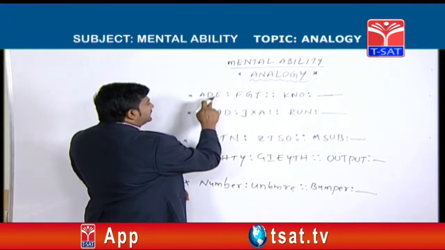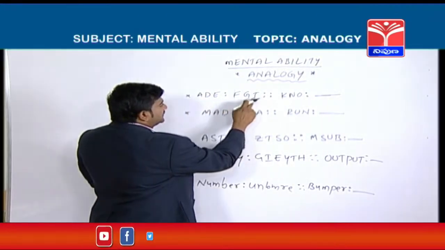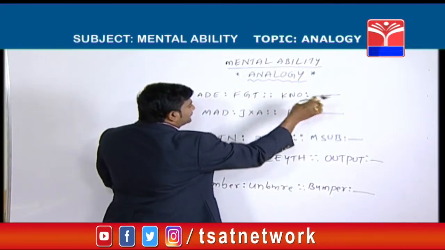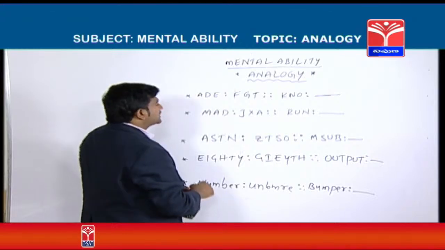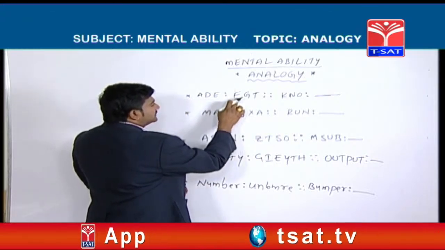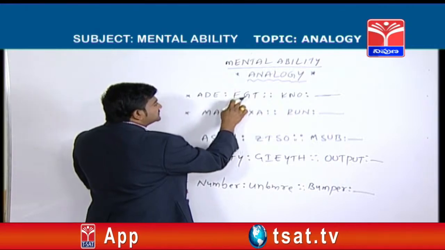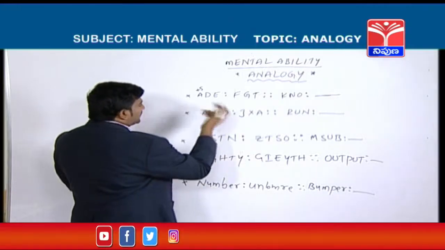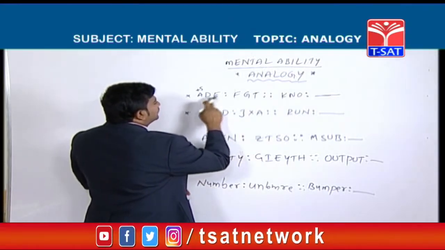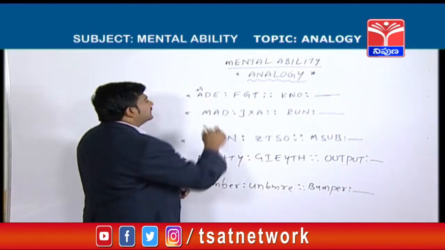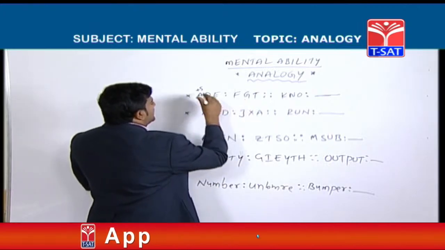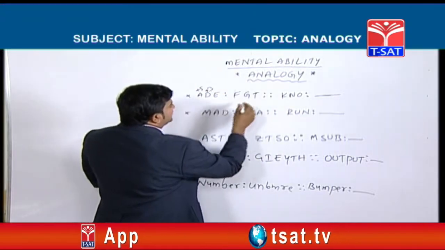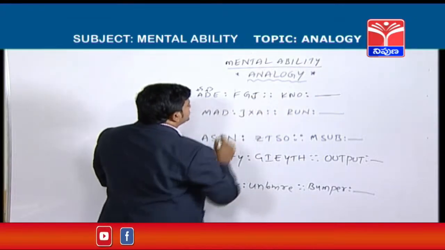ADE is to FGT, as KNO is to dash. See, A is written as F. A is 1, F is 6. What does it mean? Simply he added plus 5. Similarly, D means 4, whereas G means 7. 4 is written as 7. What does it mean? Simply plus 3. And here, see, it's not a T, so it's simply J.